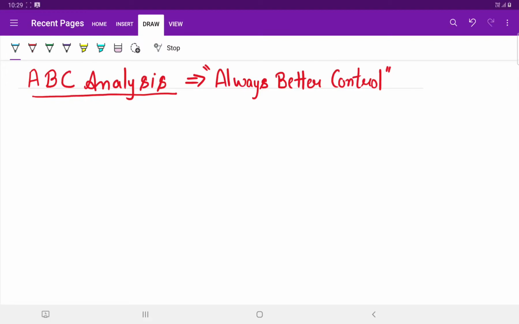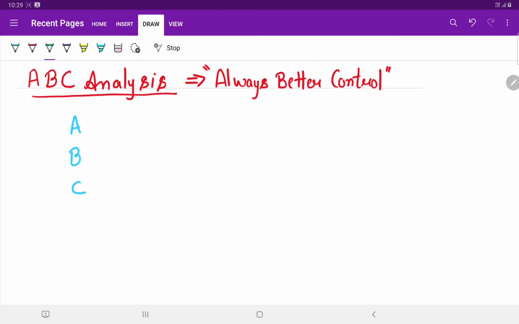In this video, we shall be learning about the concepts of ABC analysis, or always better control, under the subject of inventory control. So students, in big drugstores, large inventory items are stocked. So in order to maintain a proper control of inventory, the ABC technique is used. In this technique, the materials are divided into three groups: A, B, and C, according to their cost of materials and money value of consumption.